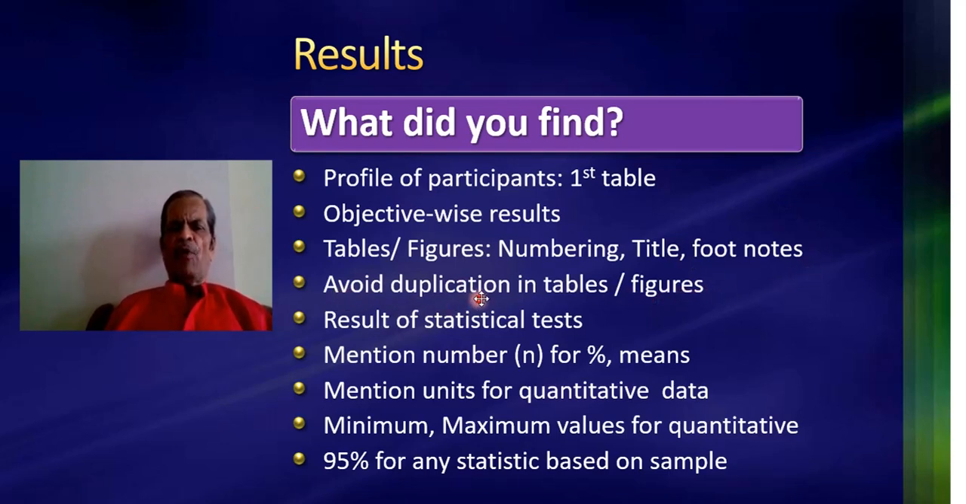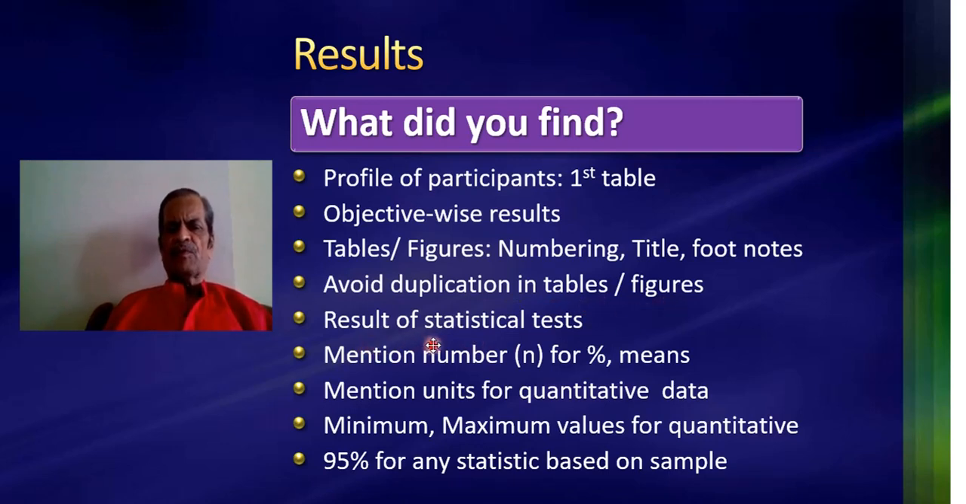Then you should avoid the duplication of information. If the information is given in the tables, the same information should not be given in the figures. If the information is given in the figures, the same information should be avoided in the tables. So this avoids the duplication, and therefore you can utilize the space that is given by the journal fruitfully by avoiding the duplication of the information in the tables and figures.